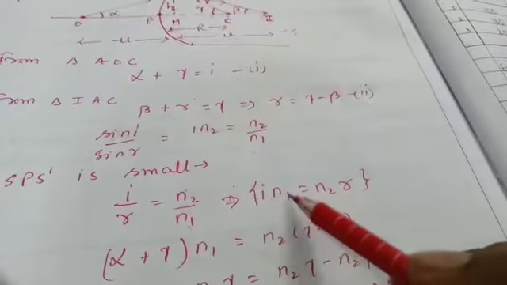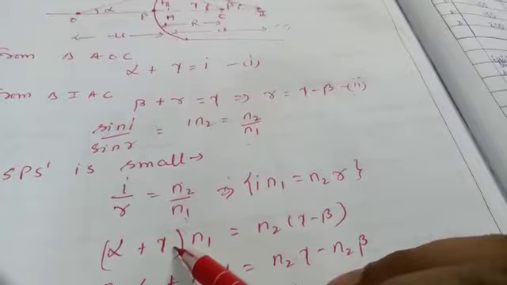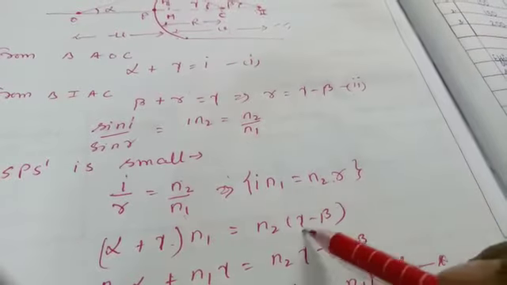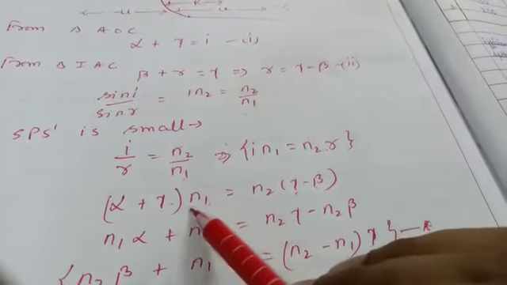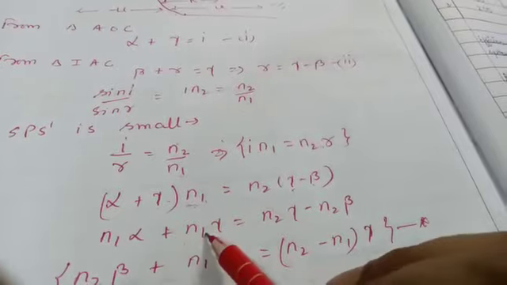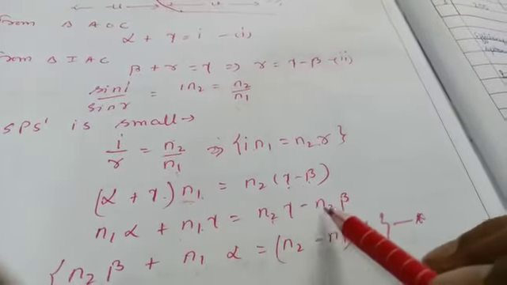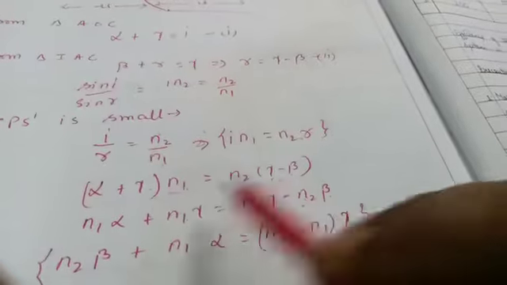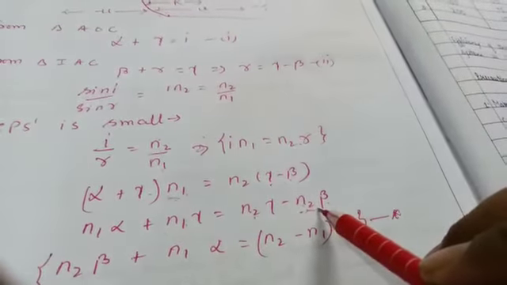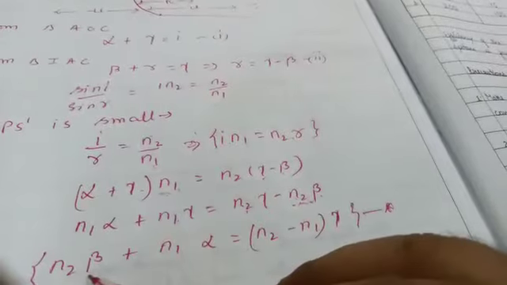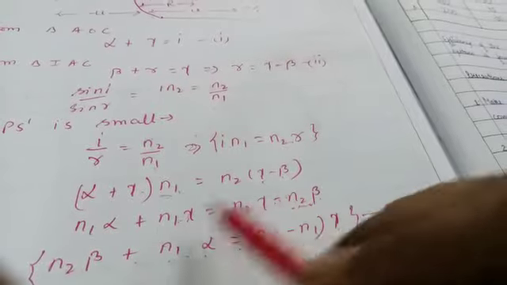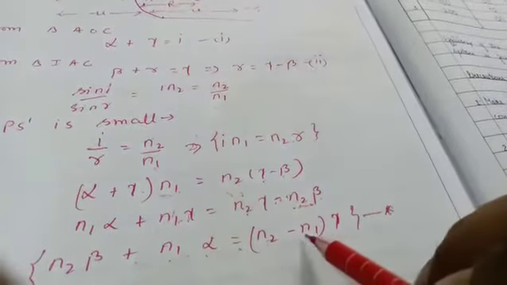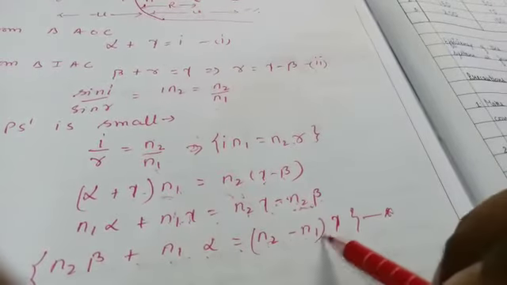Cross multiply, you get I n1 is equal to n2 R. Put the value of I, alpha plus gamma, and the value of R, gamma minus beta. Opening the bracket and multiplying by n1, you get n1 alpha plus n1 gamma. Similarly here you get n2 gamma minus n2 beta. Alpha and beta will be on the same side, so taking n2 beta to the left side you get n2 beta plus n1 alpha is equal to, transposing the term on the right side, n2 minus n1 into gamma, where gamma is common. This is equation star.